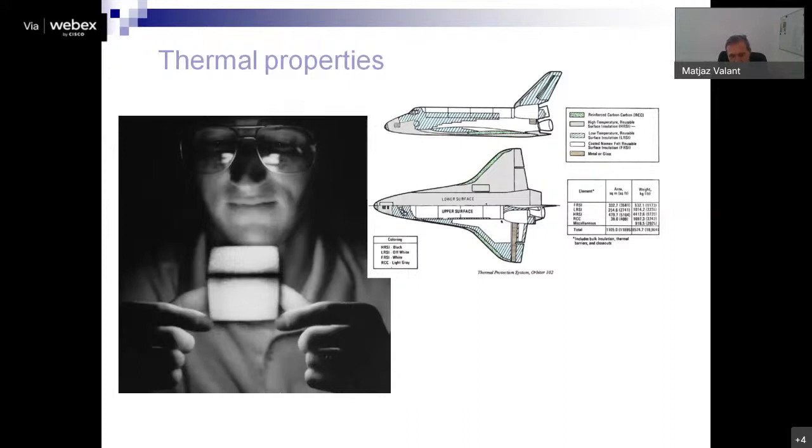So after many years of investigation, an institute in Germany developed some material based on silica. And this is this particular material which this person holds in his hands. This material is characterized by very low thermal conductivity. So even if it's hot inside, this heat does not come to the outer surface, and therefore this outer surface is still cold enough.